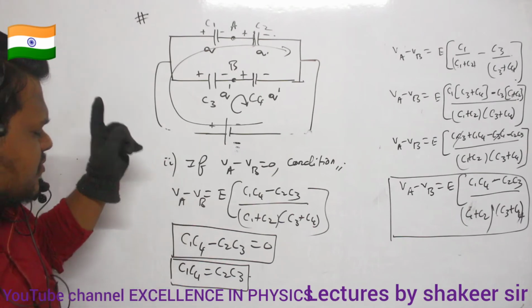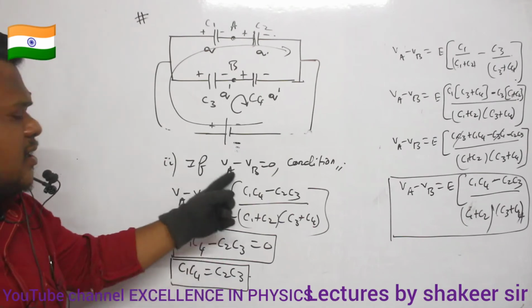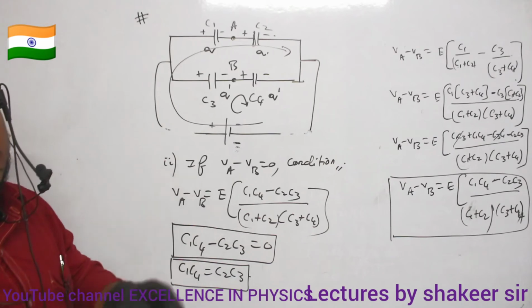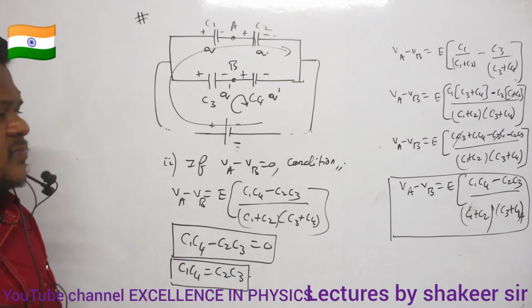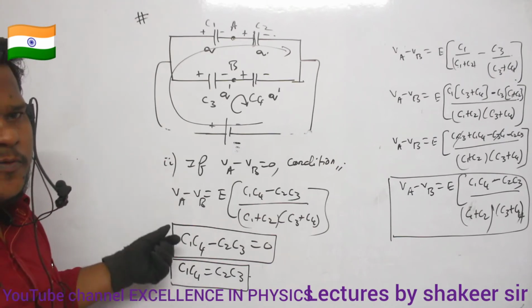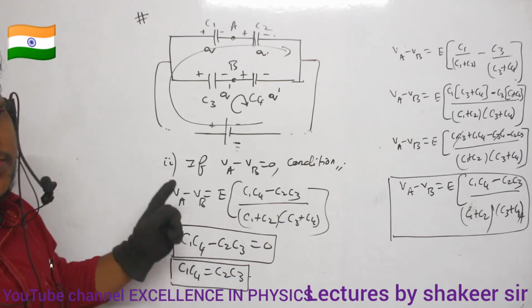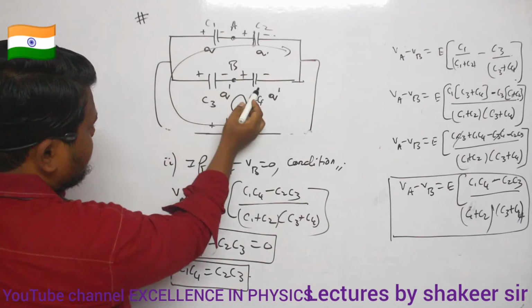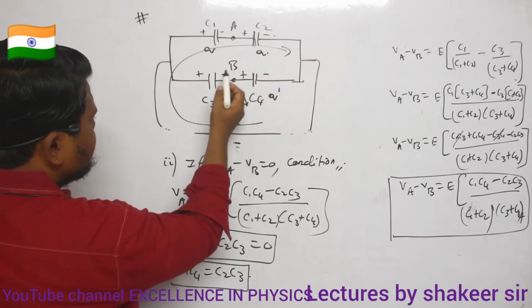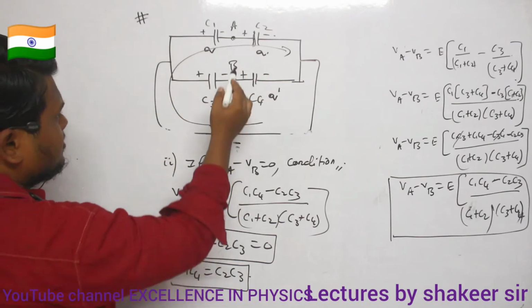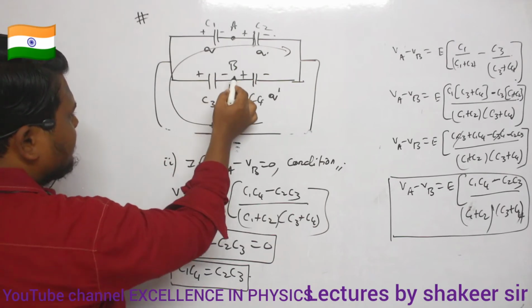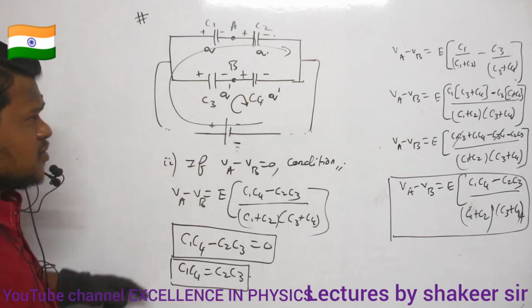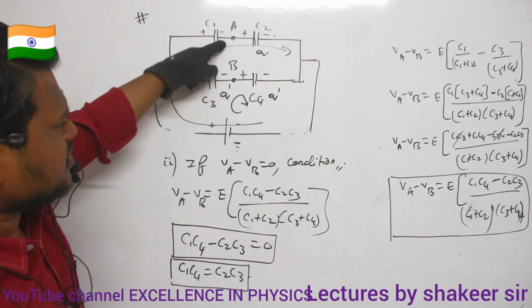It means A and B, both of them, will be at the same potential. Okay, so this is a very, very, very important point, and this condition we call the condition of the Wheatstone bridge. What bridge we call this one, ma? Wheatstone bridge. This is a balanced Wheatstone bridge. Balanced Wheatstone bridge means what? Product of C1, C4 should be equal to product of C2 and C3. In this condition, potential difference between A and B will become 0.